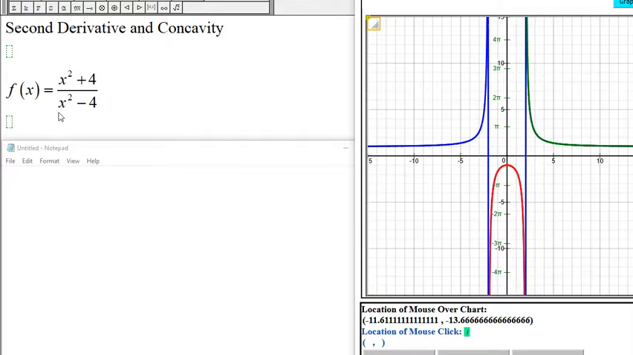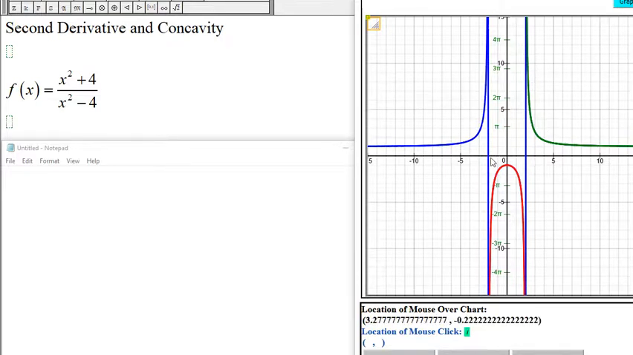Here we have the function (x squared plus 4) divided by (x squared minus 4), and this is what the graph looks like. From the graph, we can see that from the left side up to -2, the graph concaves up, and then from -2 to 2, the graph concaves downward, and then from 2 to the right side, the graph concaves up.